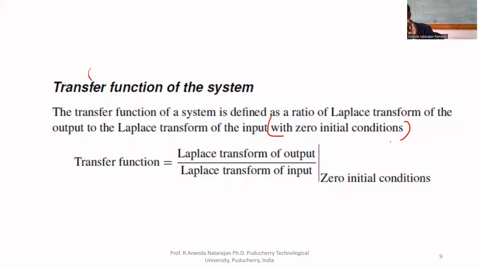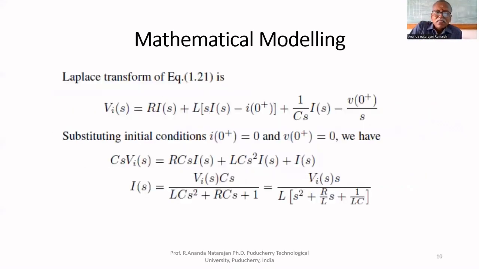We cannot find the transfer function unless it has zero initial conditions. If it has initial conditions, we cannot find the transfer function. So, if a transfer function is given, we can assume that the initial conditions are zero. We can immediately understand that the initial conditions are zero. So this we have already seen.